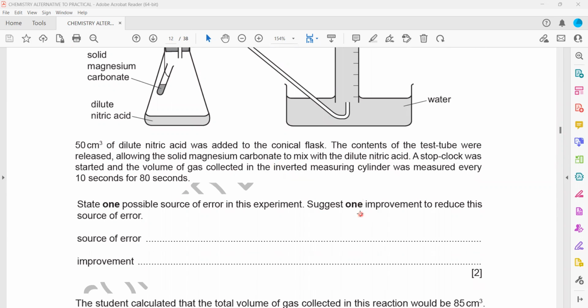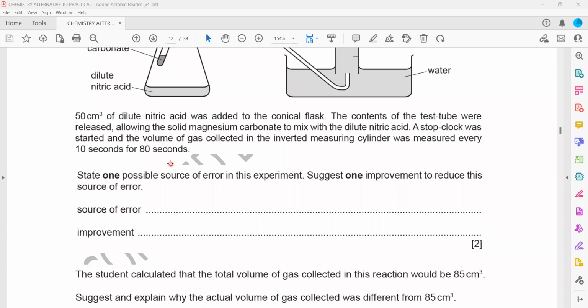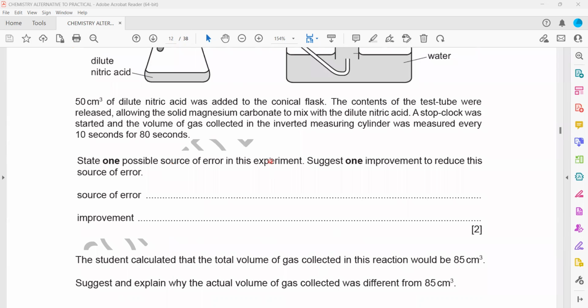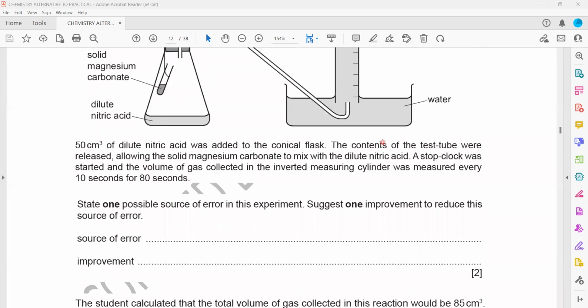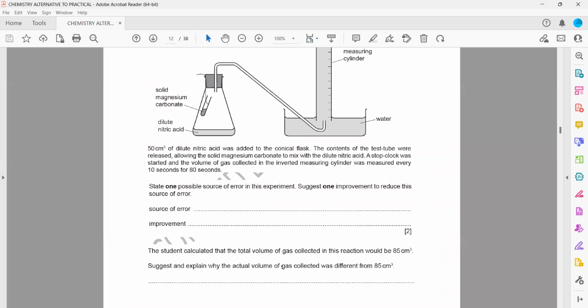The volume of gas collected in the inverted measuring cylinder was measured every 10 seconds for 80 seconds. Then state one possible source of error in this experiment and one improvement. So the source of error is related to this experiment in which we are collecting a gas, and how we can use a gas syringe. Some gas may dissolve.